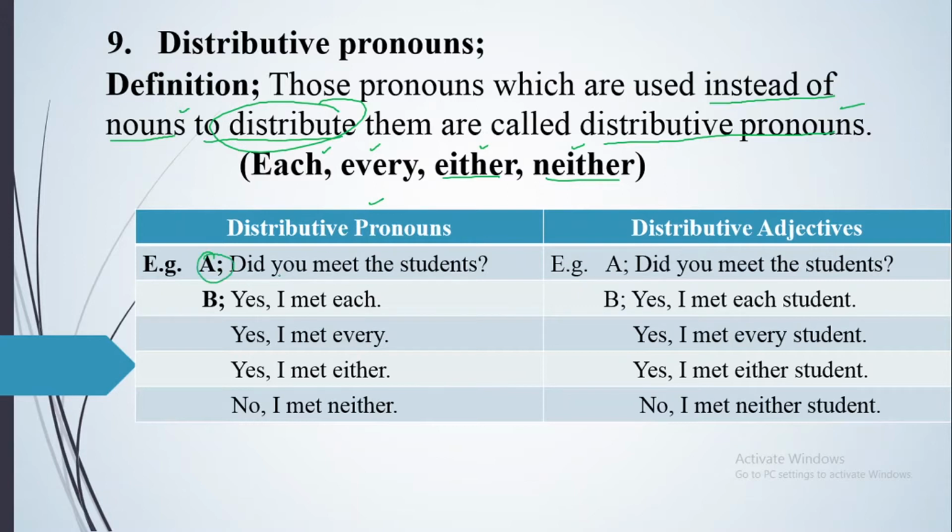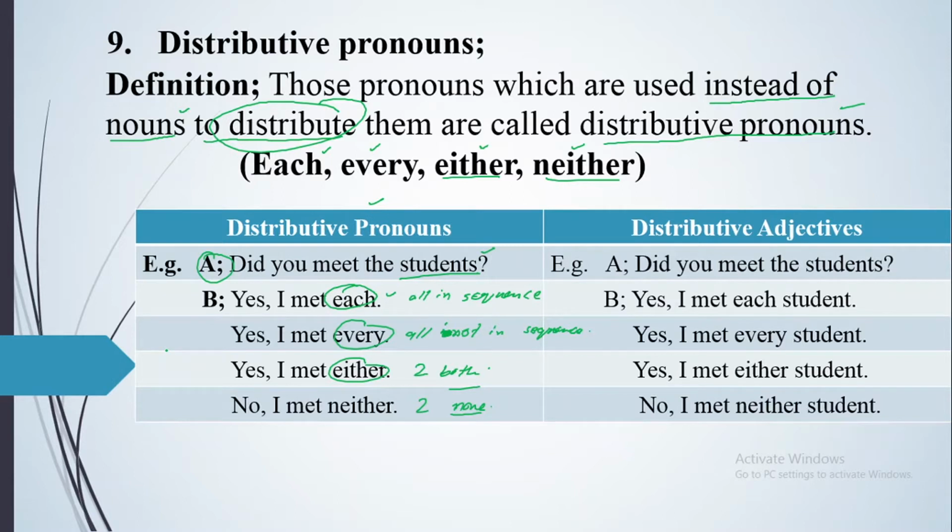See, A asks a question: did you meet the students? Now there are many students, but you will distribute them. If I say yes, I met each, each means all in sequence. And in the same way, I met every, all, but not in sequence. And the next one, yes, I met either, there were two, and I met both. And no, I met neither, there were two, and I met none. So both of them I did not meet. So this is what each, every, either, neither mean.